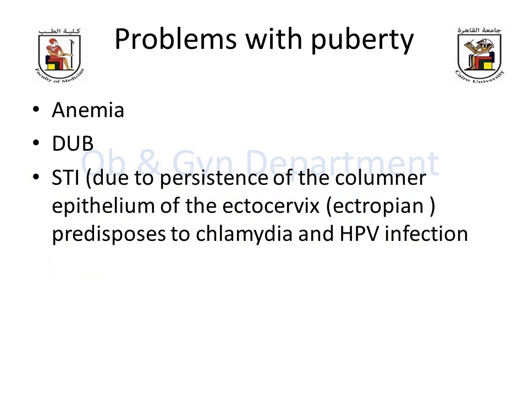What are the problems that could affect the different cascade, as we mentioned, for the occurrence of puberty? Anemia could play a role. Dysfunctional bleeding, sexually transmitted disease due to persistence of columnar epithelium at the level of the ectocervix that predisposes to chlamydia and HPV virus. So chlamydia and HPV virus infection are very common during this stage due to persistence of columnar epithelium present in the ectocervix, which is vulnerable to infection by multiple organisms, and so they are at risk for sexually transmitted disease, something that you should announce to the parents, that you should follow up for proper early identification and management.